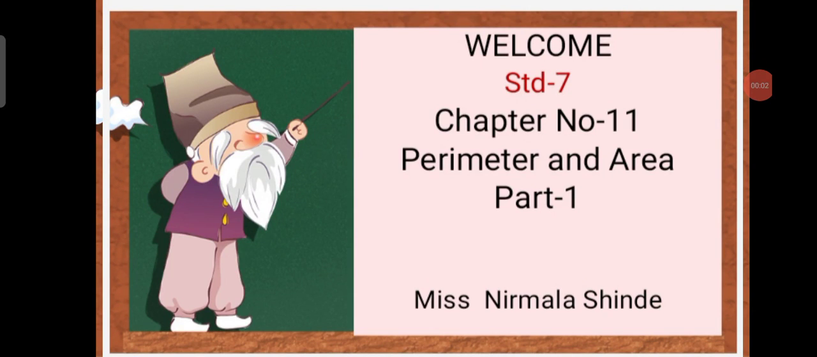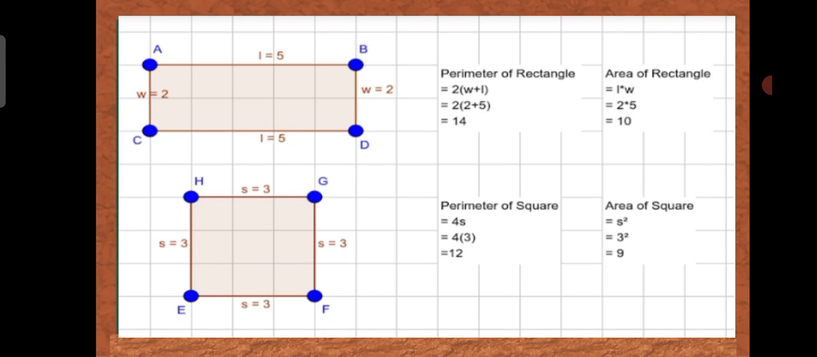Welcome students to maths class, chapter number 11, Perimeter and Area, part 1. Today we will start a new chapter. In it we are going to learn about the perimeter of a rectangle and square, and the area of a rectangle and square.